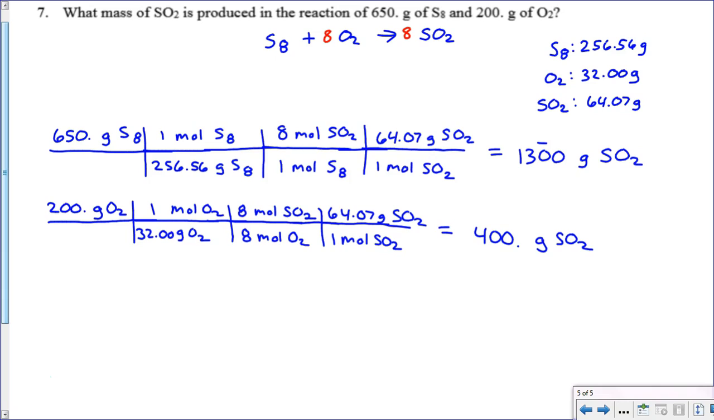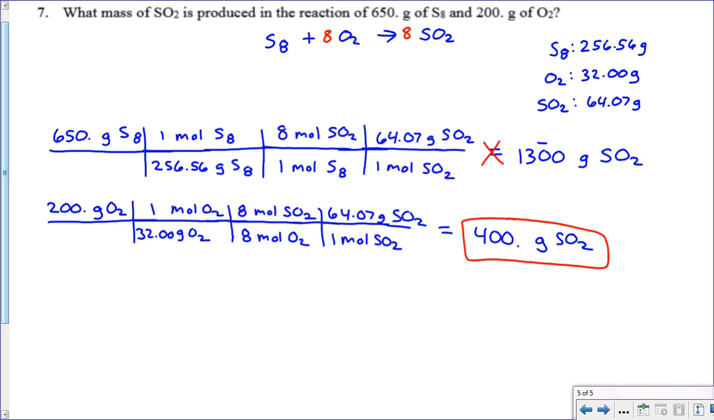So what this is saying is that we have enough S8 to make 1,300 grams of SO2. We have enough oxygen to make 400 grams of SO2. So what we're going to do here is we're going to end up making 400 grams of SO2 because we can only make the smaller amount, and then we run out of oxygen. We have extra S8 that we don't end up using up, all right? And that's how this process works.